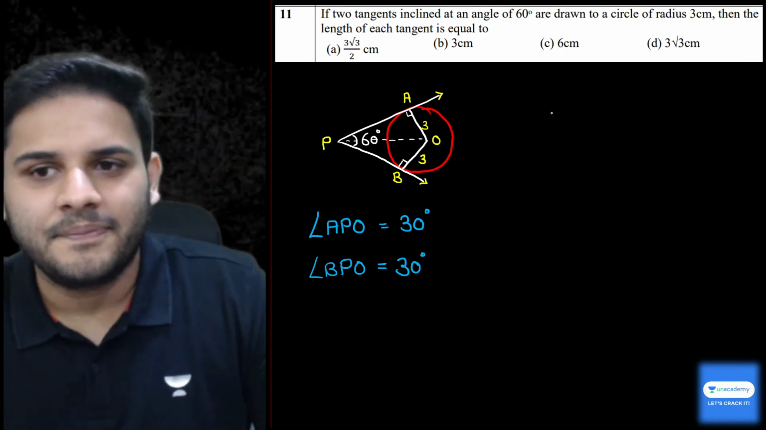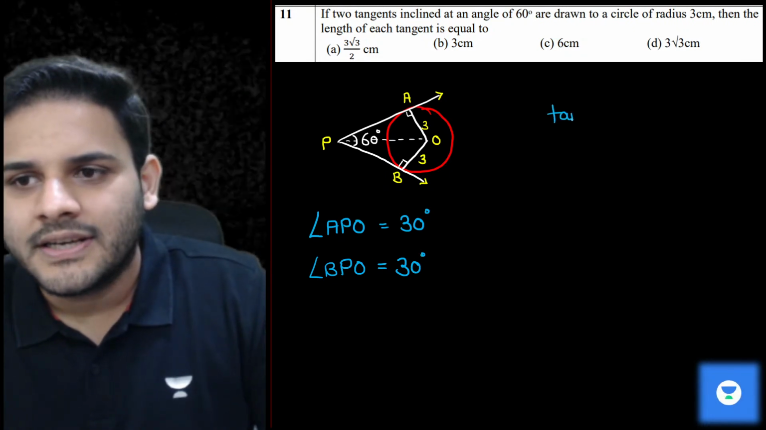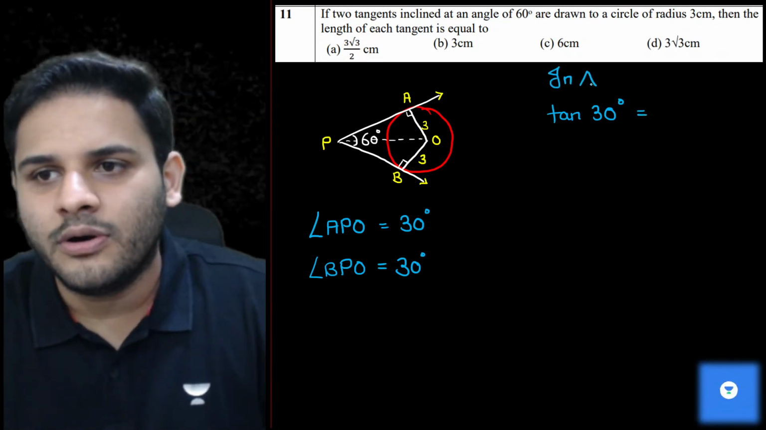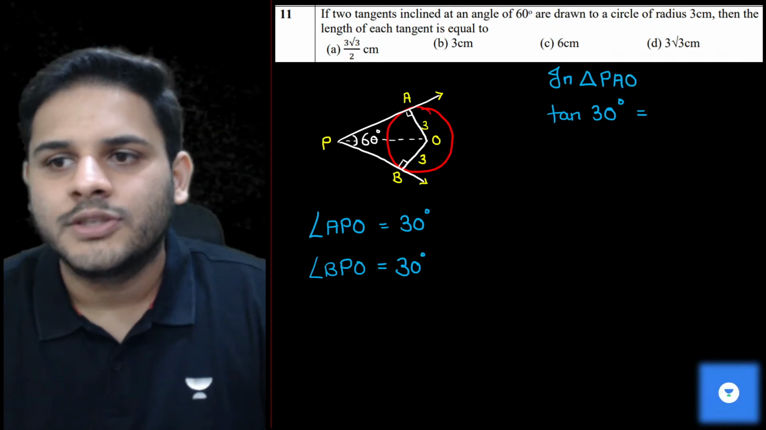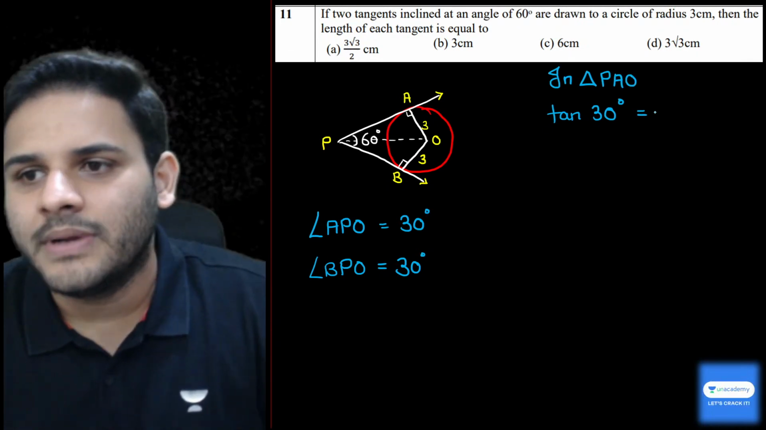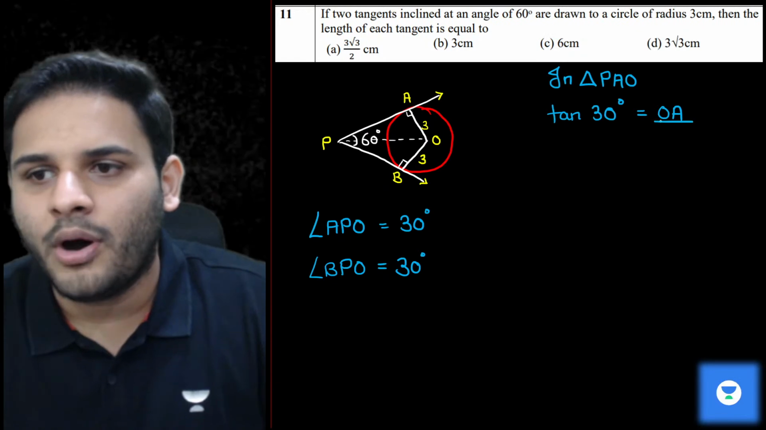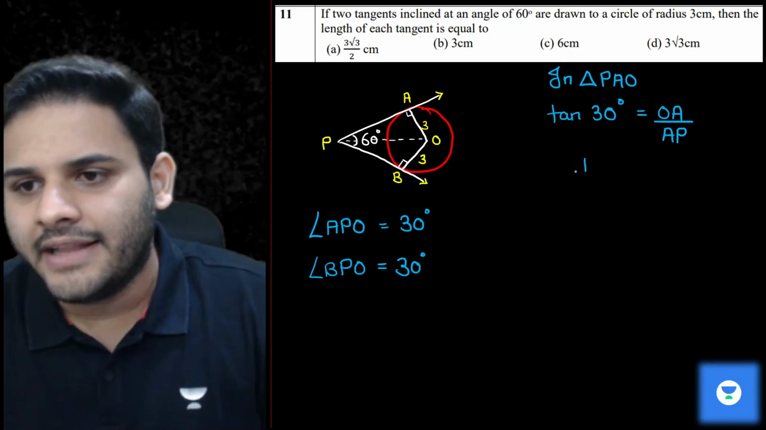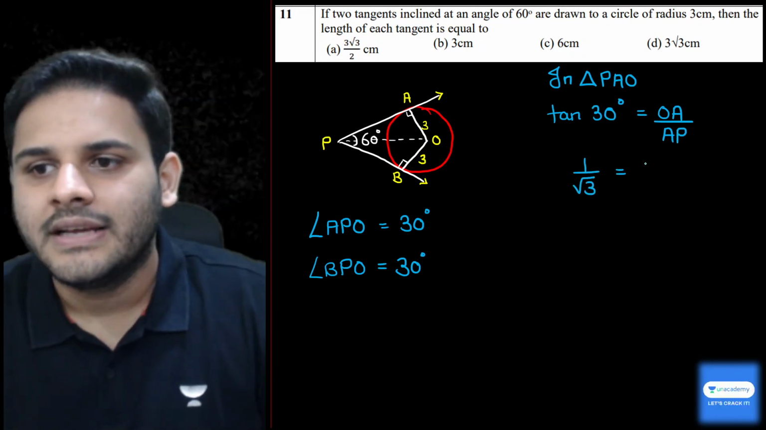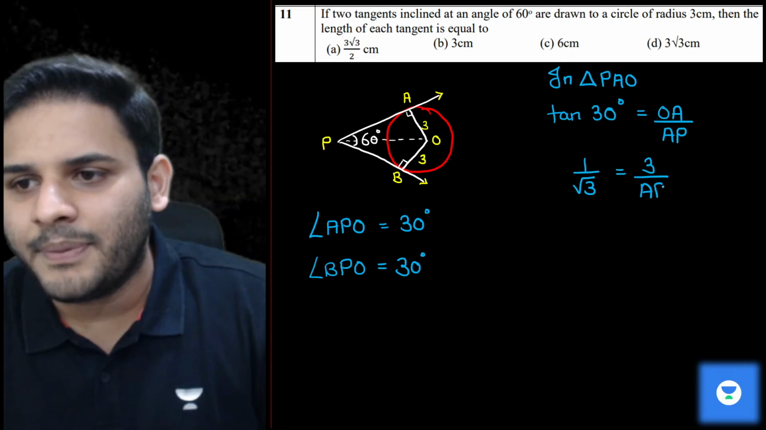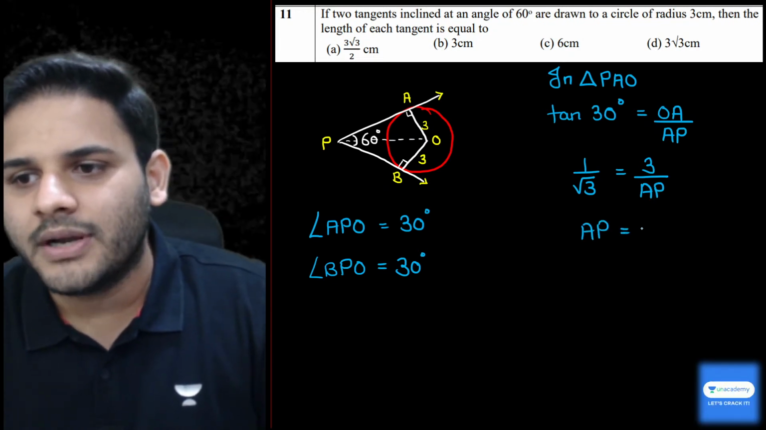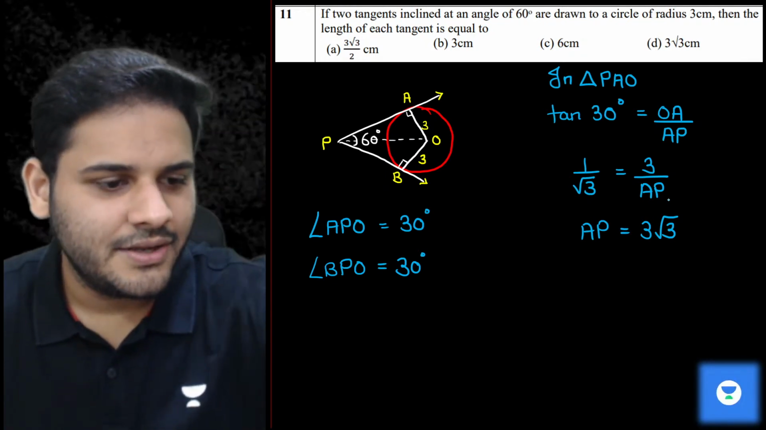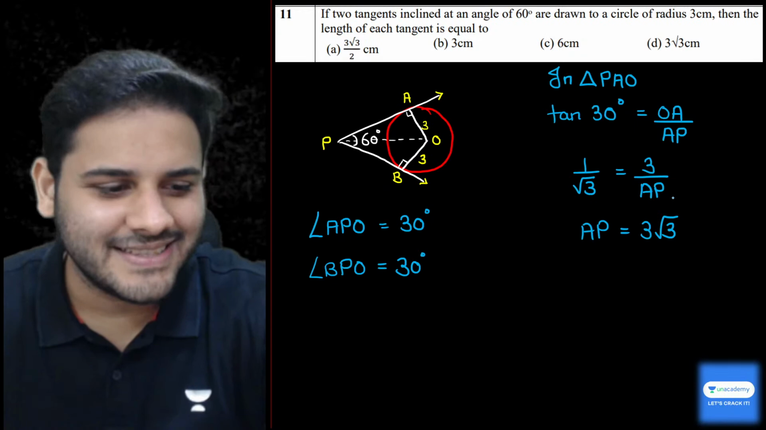If you use tan 30 degrees in the triangle APO, in triangle PAO, you will get OA upon AP. So tan 30 is 1 upon root 3 is equal to 3 upon AP. So AP will be equal to 3 root 3. That's it. You use trigonometry, you end up getting your answer.